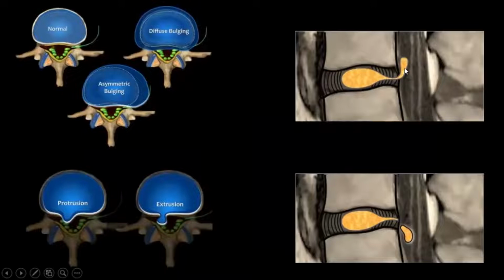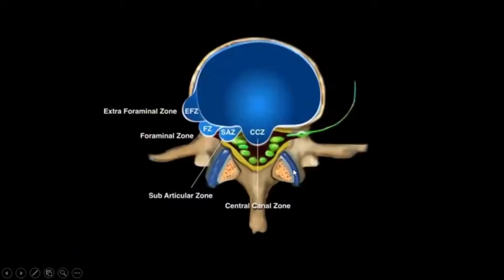These discs can be associated with migration, so it can migrate cranially or caudally. Any disc that begins to migrate by default is termed an extrusion. This extruded disc can lose continuity with the parent disc, and at this point it will be labeled as sequestration. Based on its location, these focal disc herniations can be central, paracentral or subarticular, foraminal or extraforaminal.